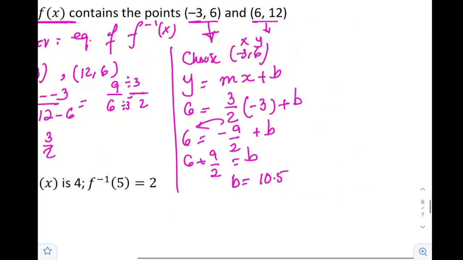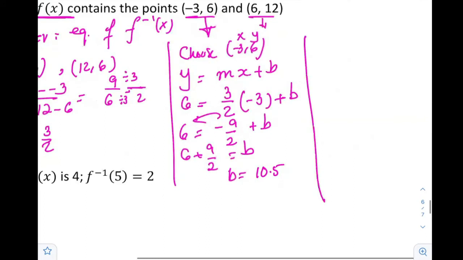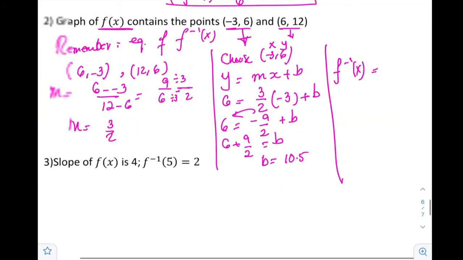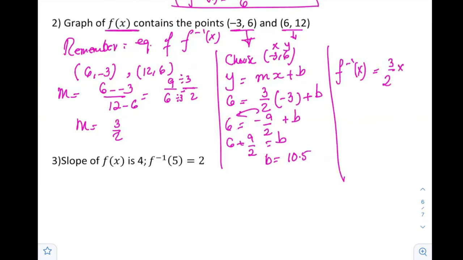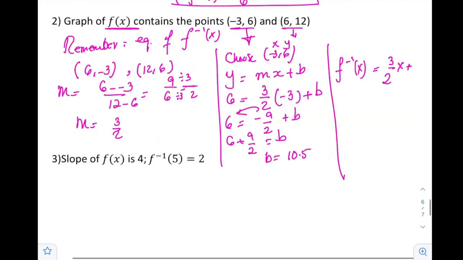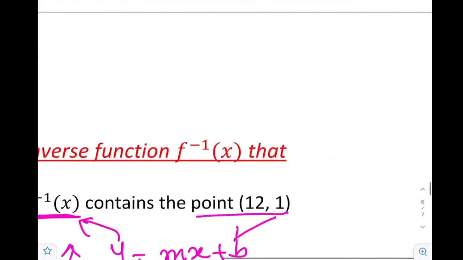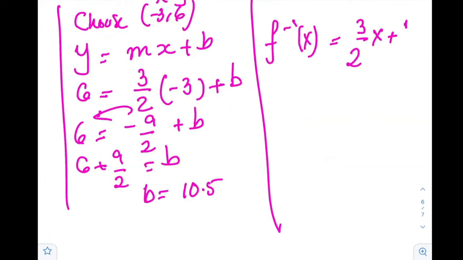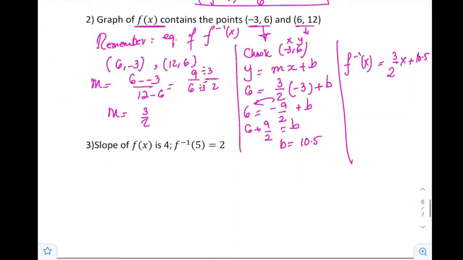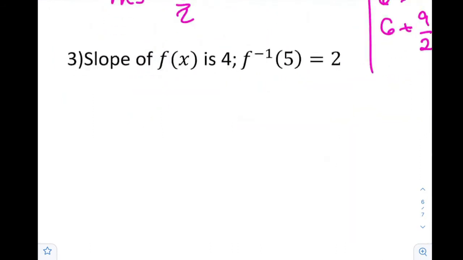That means my equation, f inverse of x, على صورة y equals mx plus b is the new m, the slope اللي جديد اللي طلعته اللي هو 3 over 2 x plus the new b which is 10.5. You can write it also as 21 over 2, or you can write it this way, 10.5. Okay, perfect.